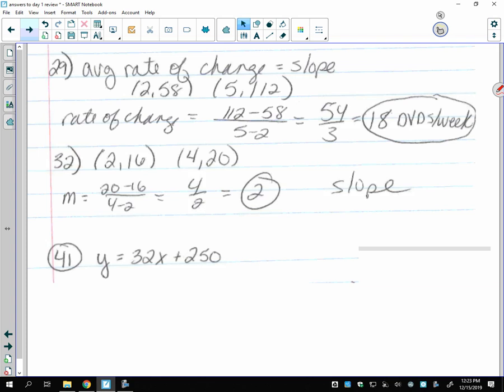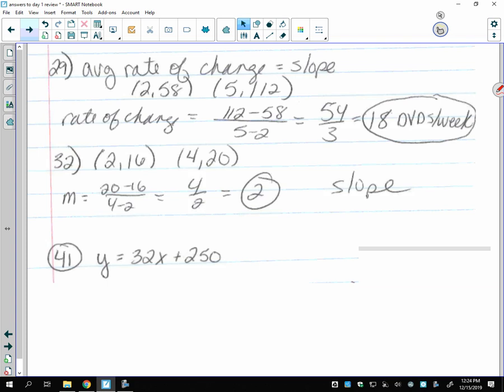And then average rate of change is another word for slope. And so make sure that you know that if I ask you for the rate of change or the average rate of change, it's just the slope. And so this one, they gave you a chart and they asked you to find the average rate of change from week 2 to week 5. So y is on the top, x is on the bottom, rise over run. And I subtracted them and I got 54 over 3, which is 18.